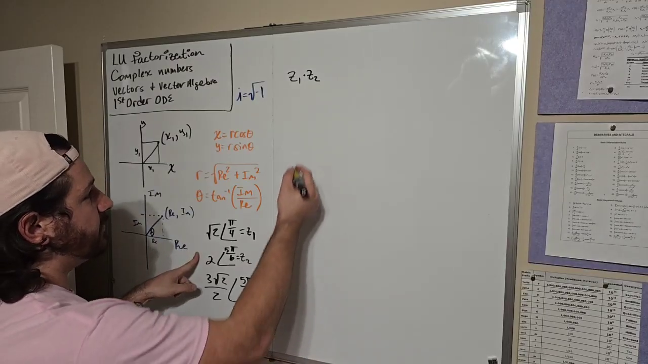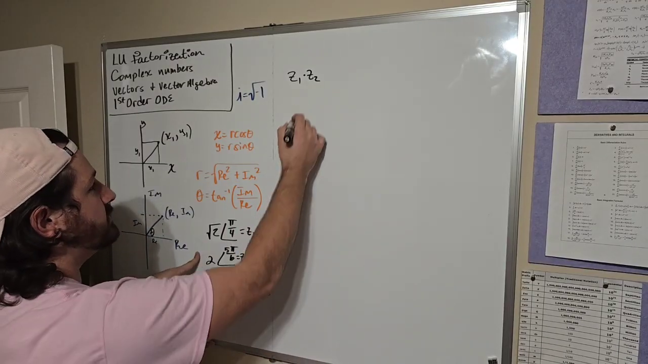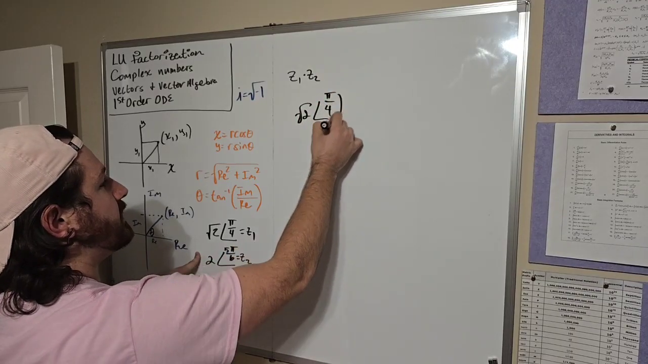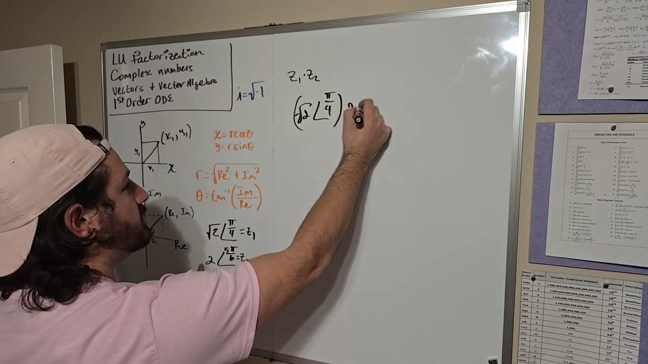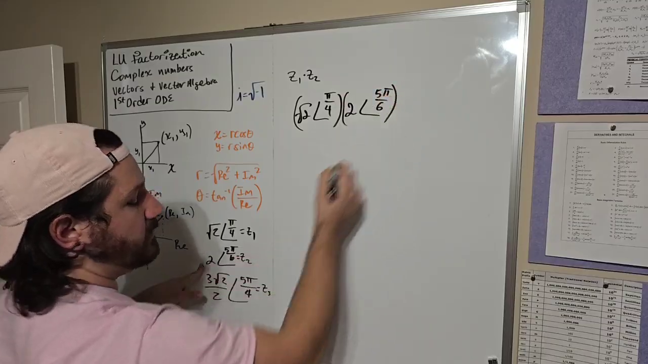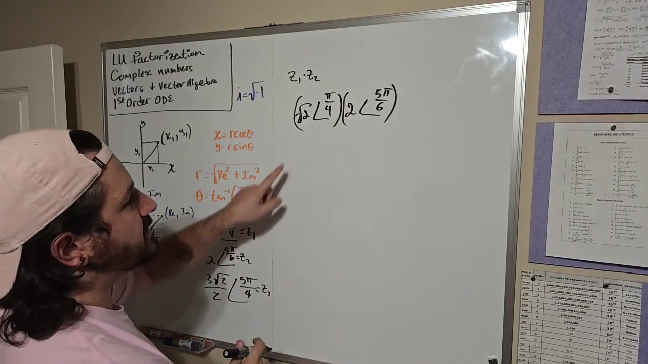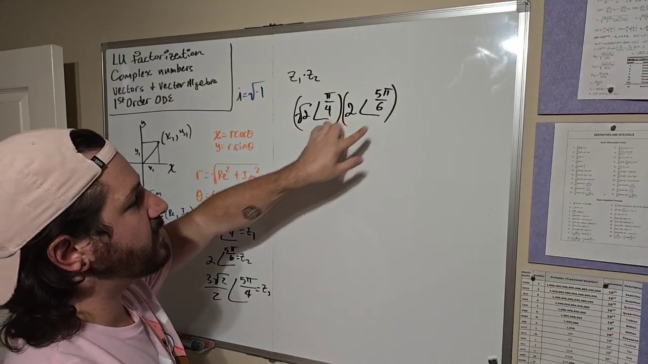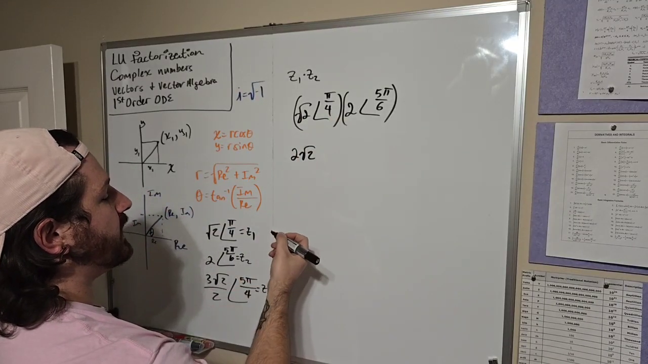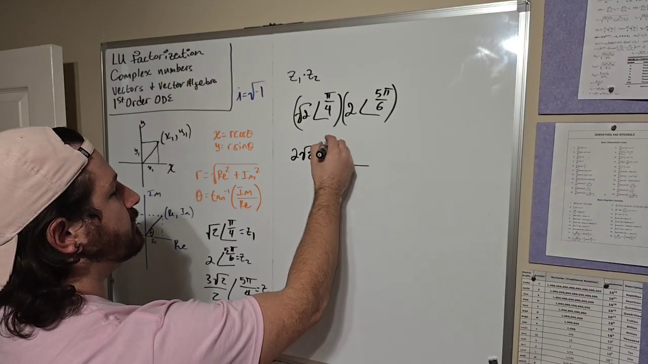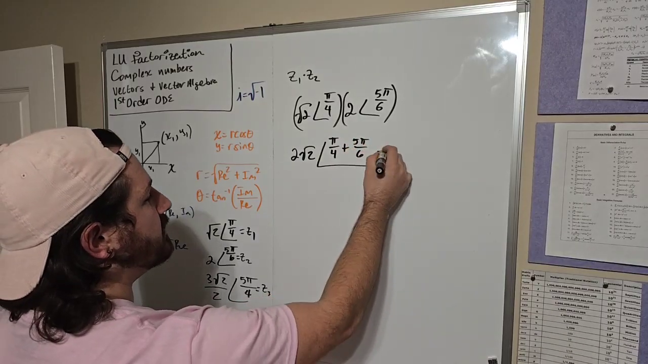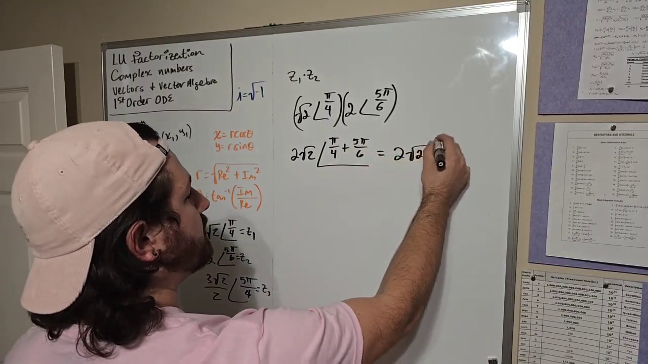Now what you can notice here is if we say, okay, well, Z1 is this root 2 with angle pi over 4, and Z2 is this 2 with angle 5 pi over 6. Well, here's the beauty of polar for us. We get to just multiply our magnitudes and add our angles. So we're going to get 2 root 2, that's just these magnitudes multiplied. And then our angle is pi over 4 plus 5 pi over 6, which we can solve out real quick.